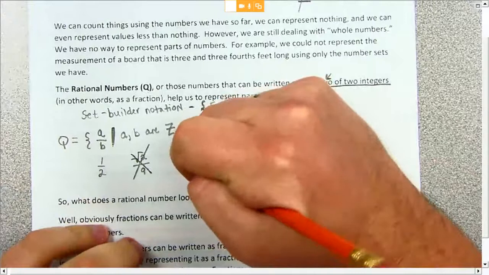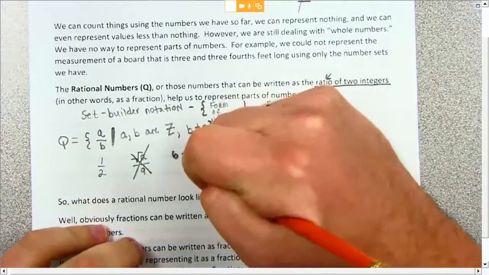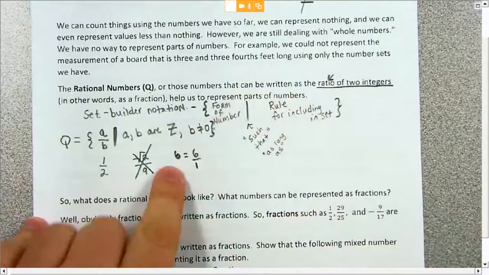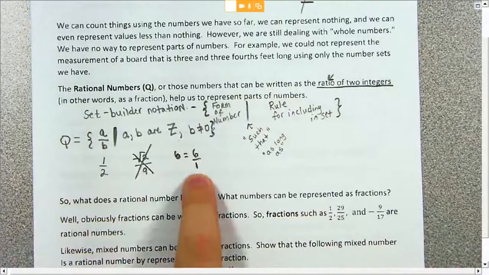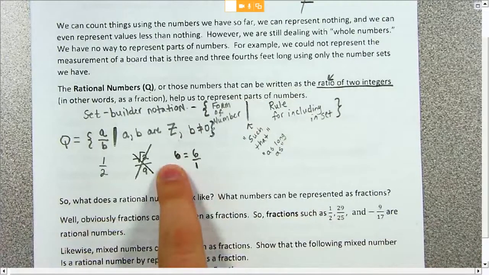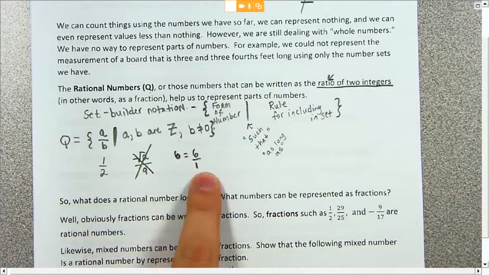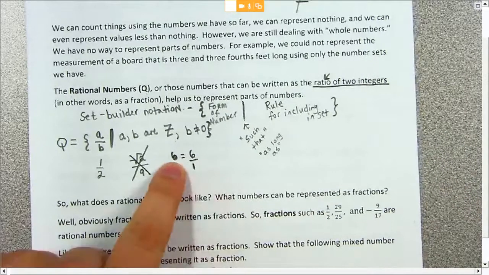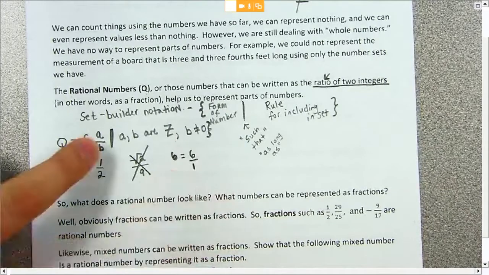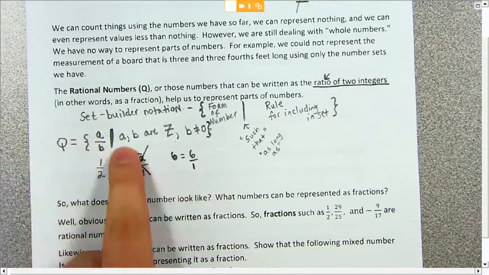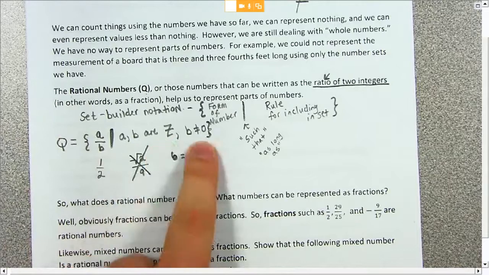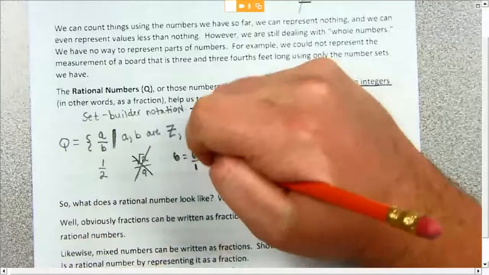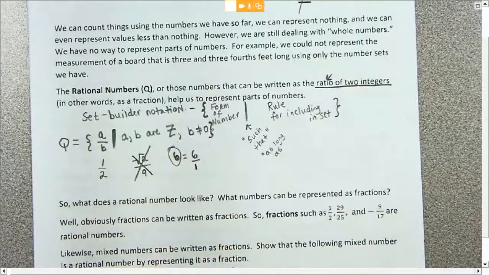I can make this 6 equal to 6 over 1, right? That doesn't change the number 6, it just changes the form. If someone came in and said, I had 6 M&Ms last night, and somebody else said, well, I had 6 over 1 M&Ms, you all would have had the same amount of M&Ms, right? So we can make this 6 look like 6 over 1, so it fits the form. 6 and 1 are both integers. 1's not equal to 0. This is allowed. This is a rational number.